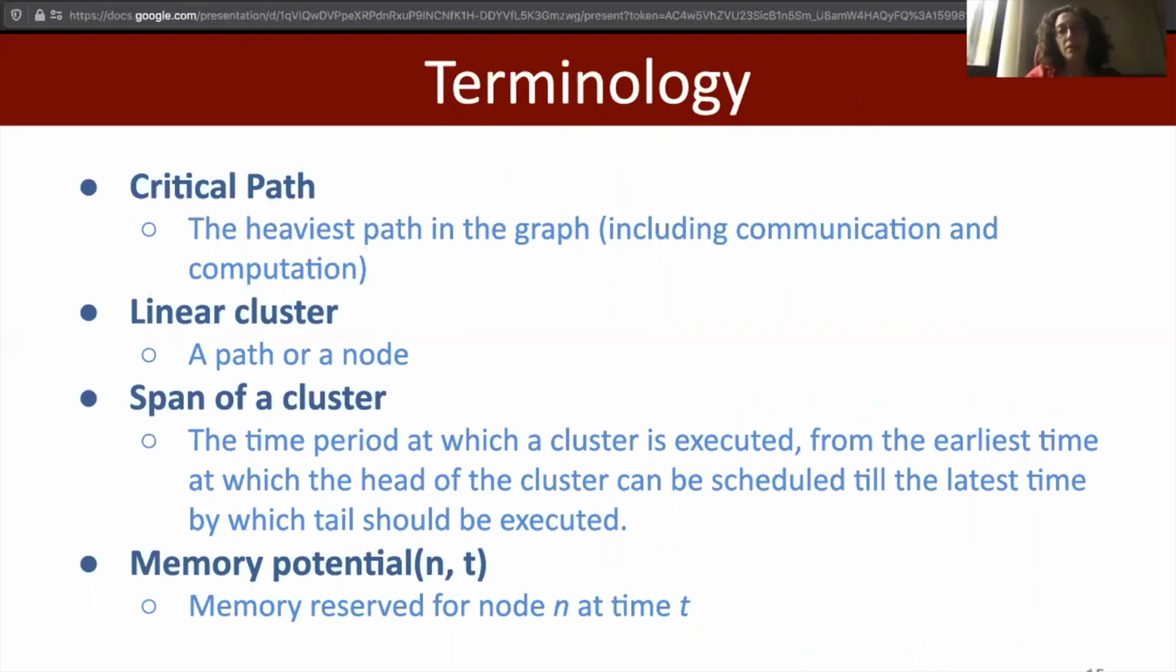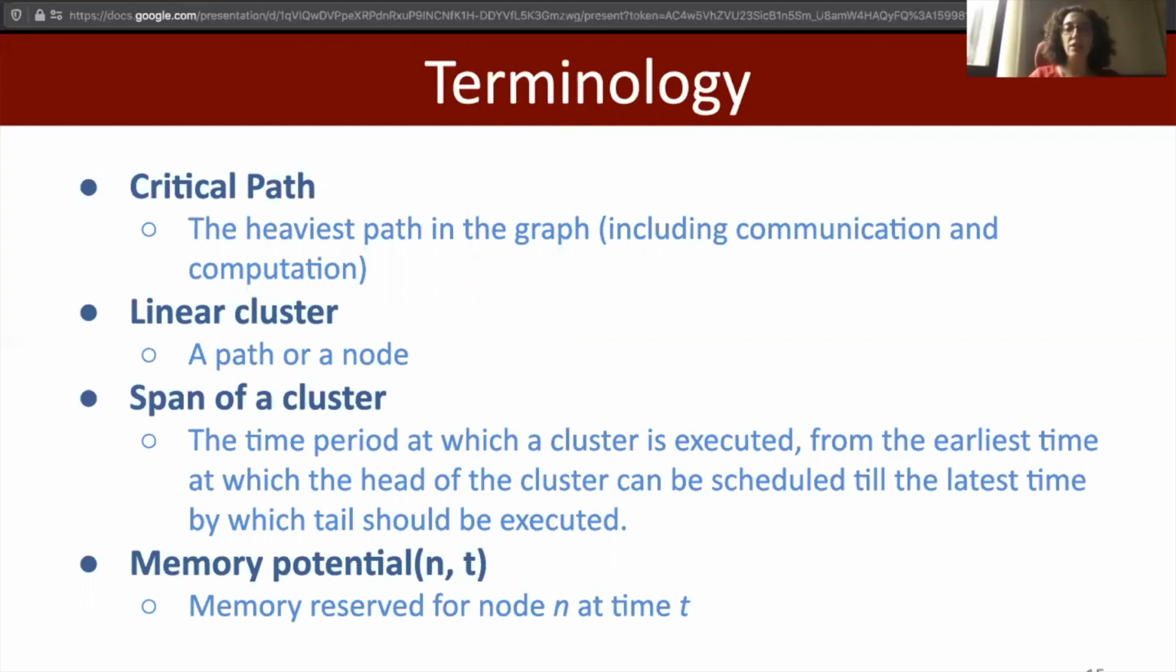And then there is the term we will use, linear cluster. Linear cluster means a path or a node. And the span of a cluster is the time period at which a cluster is executed: the earliest time, the beginning, and the latest time, when the last node in the graph executes. That's what we call the span. And that's important for the scheduler.